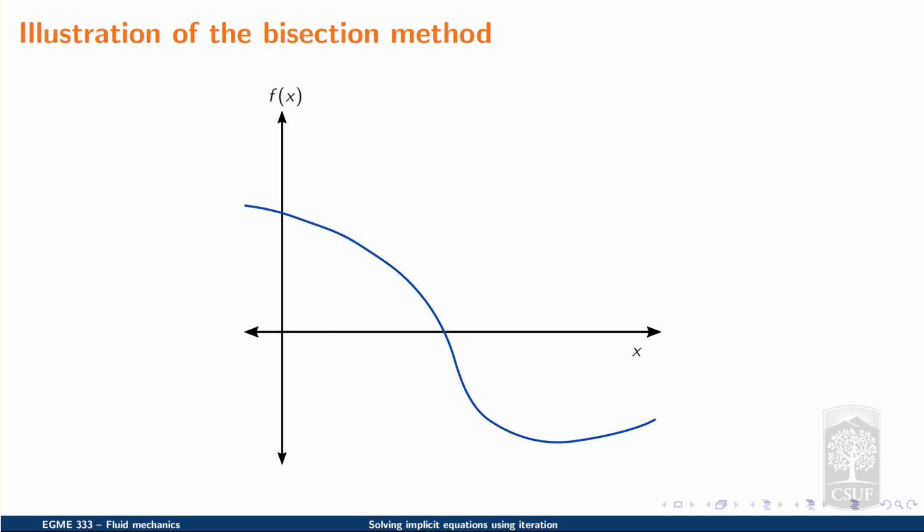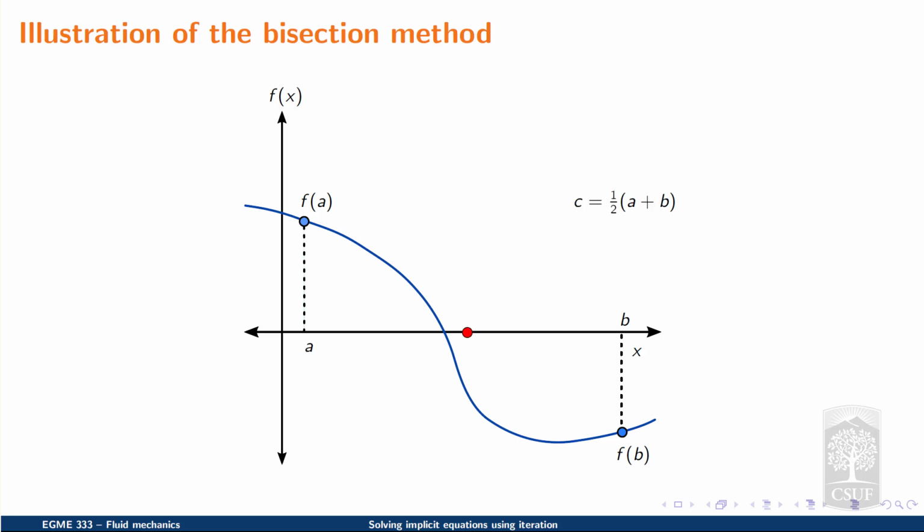So to illustrate the bisection method, let's consider the function f of x, which is shown with this blue curve. We'll select a such that f of a is a positive quantity, and we'll select the point b such that f of b is a negative quantity. Given that I now satisfy the condition that f of a times f of b is a negative quantity and that the function f of x is continuous, I can argue that there must exist a root contained between the interval ab. So let's implement the bisection method.